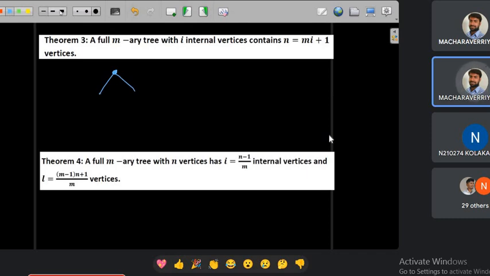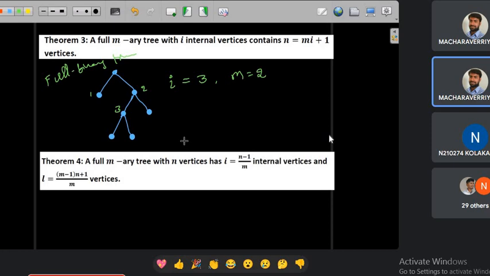So let me take a binary tree. So you take this binary tree. So how many internal vertices are here? You can see that the number of internal vertices here are 1, 2, 3. So there are 3 internal vertices, and this is actually a full binary tree. Alright, so it means m equal to 2 here. So the total number of vertices is going to be 3 into 2 plus a root. So that's going to be 7. Alright, total 7 vertices it has.